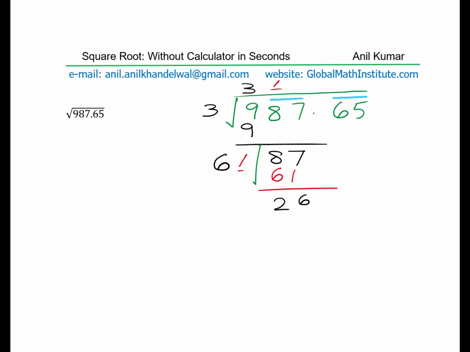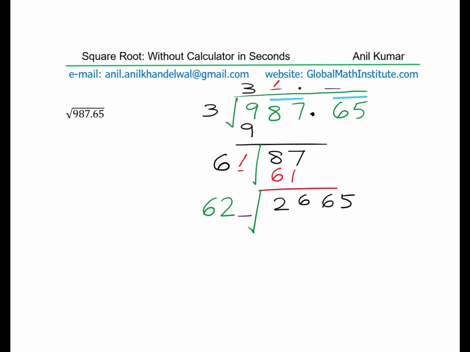Bring down the other two numbers, which is 65. Since this is after the decimal, we'll put a decimal right there in the quotient also, and we'll continue the division process. Twice 31 is 62. So we'll write 62 here. And now we'll look for another number. These two numbers should be the same.